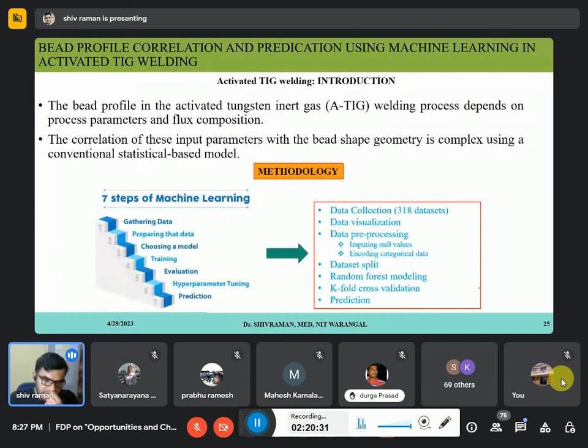So what is happening here? We did data pre-processing. We checked for null values. We replaced the null values. We encoded the categorical data. What is that? We will see now. And we split it and we applied random forest modeling. The random forest model is supposed to be one of the best models because it does not require any hyperparameter tuning. Okay.